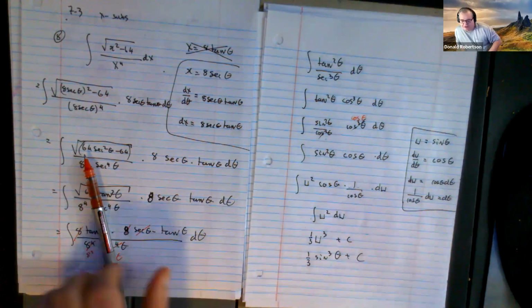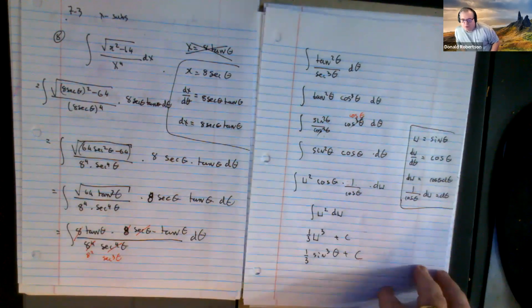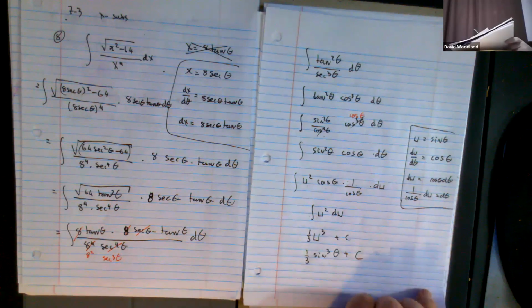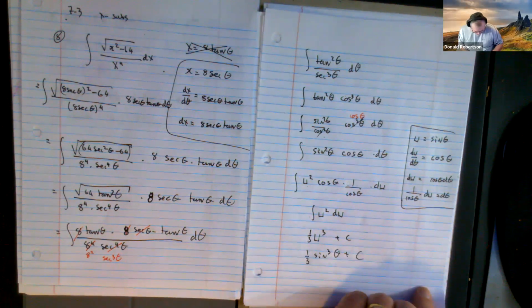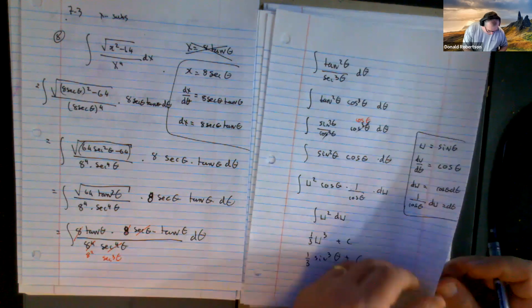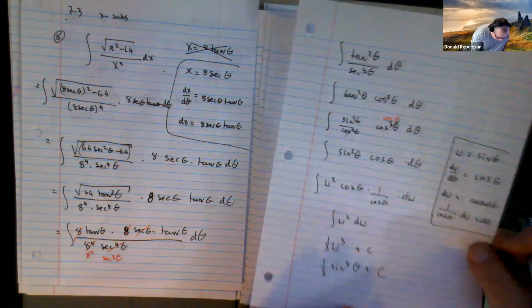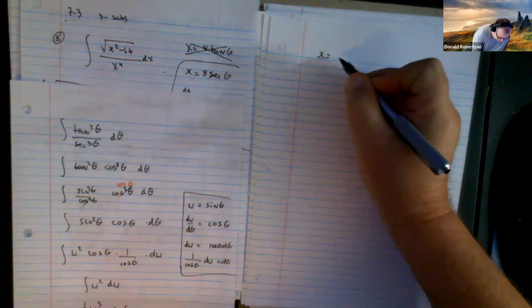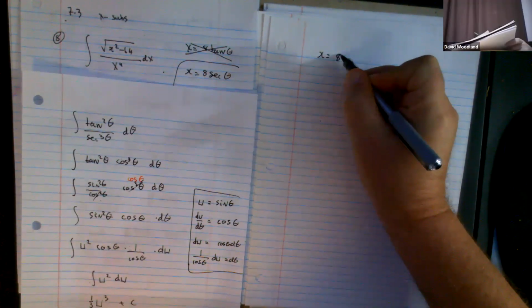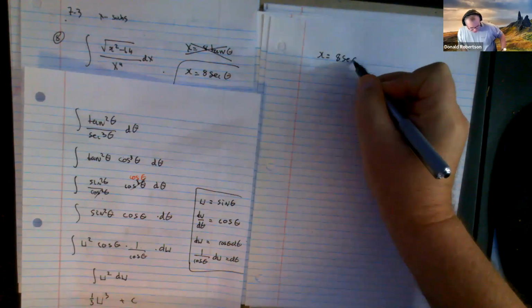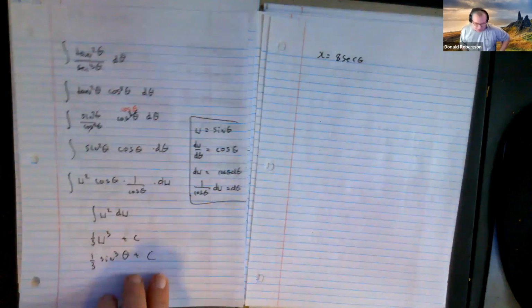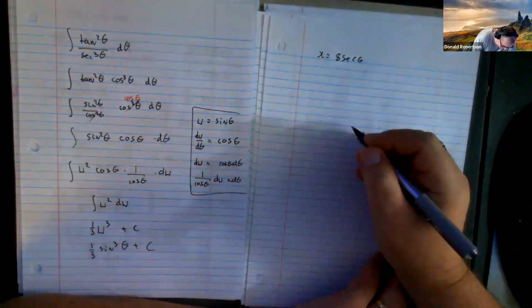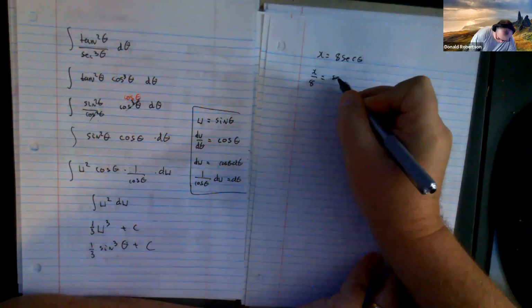But that's not us finished. We have to get everything back into x's, and then we're finished. And that involves creating a little funny right angle triangle. And the guy that we're going to use to help me label the sides of that triangle is that. Right, our x sub. Now, if I divide both sides by 8, we get that.